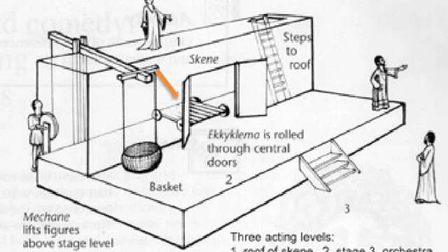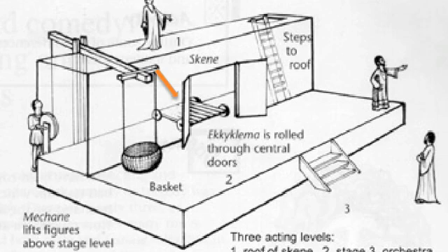And then the last thing to look at here is the ekiklema. It's basically a platform on wheels. It wasn't acceptable for any kind of violence to be shown on stage. It's okay to kill people, maim people, hang people, cut things off of people, but it is not okay to show that action on the stage.